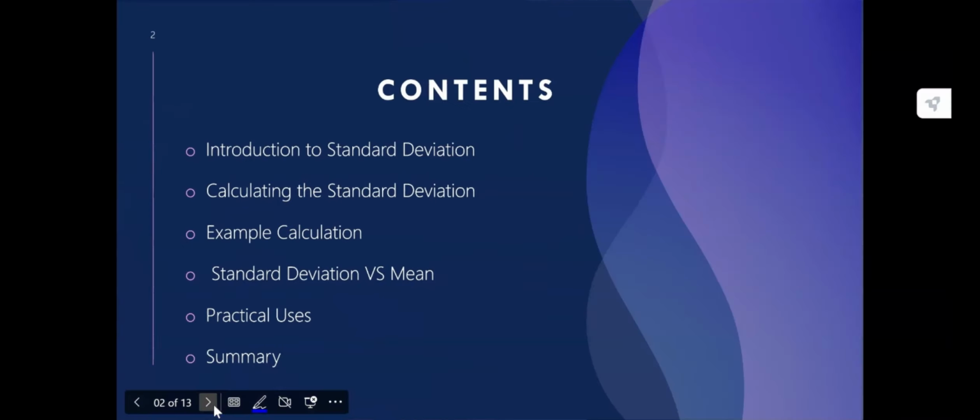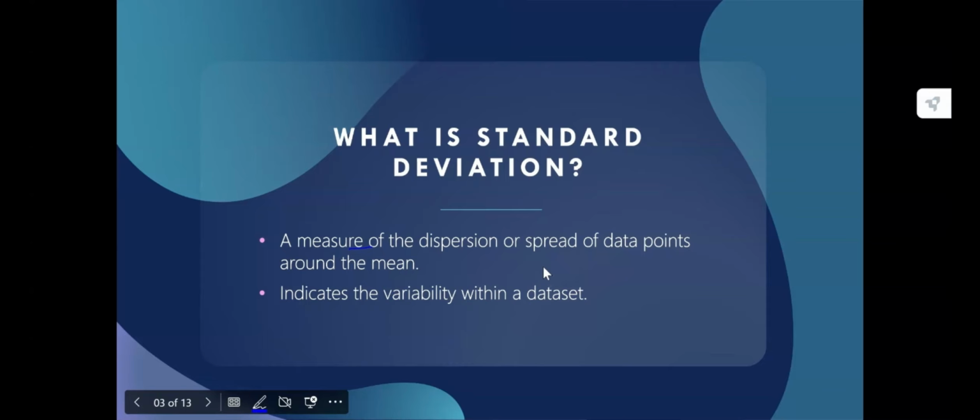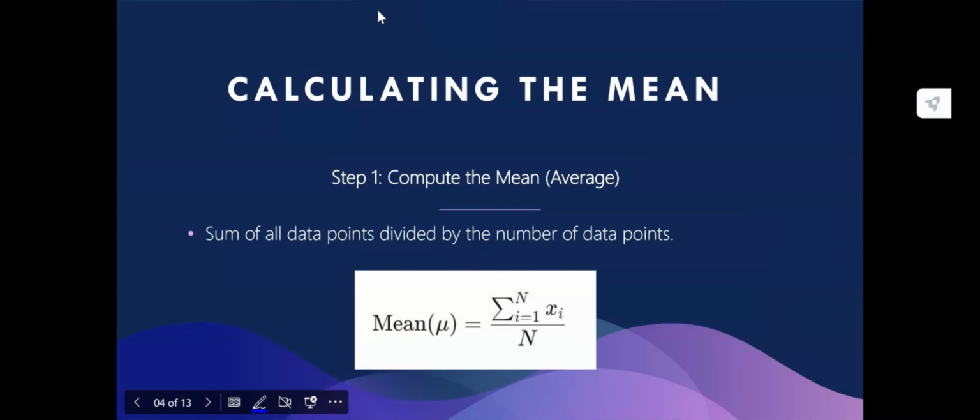Standard deviation. What is standard deviation? It is a measure of dispersion or spread of data points around the mean. It indicates the variability within the data set. To find standard deviation, the first step is to find the mean. It is nothing but adding all the data points and dividing it by the number of data points.